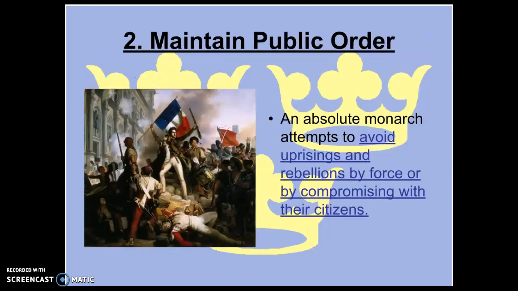The second is to maintain public order. Obviously, this picture on the left shows that public order is not exactly being maintained. An absolute monarch attempts to avoid uprisings and rebellions by force or by compromising with their citizens. So they're trying to keep the peace, basically. A lot of times laws are put into place to help maintain public order.